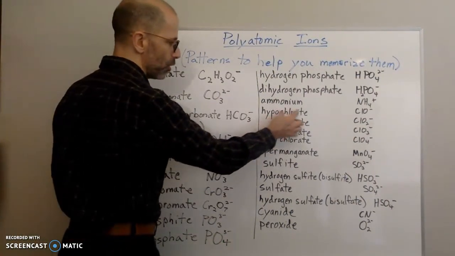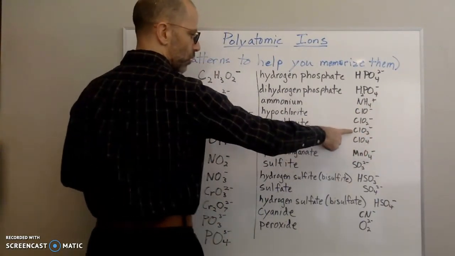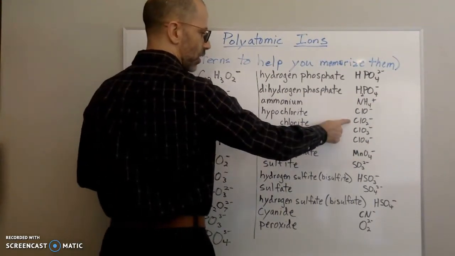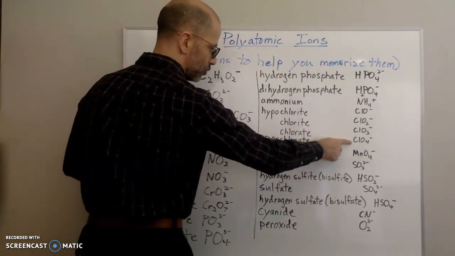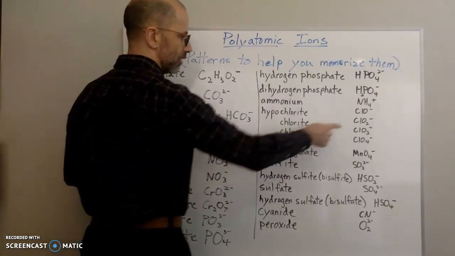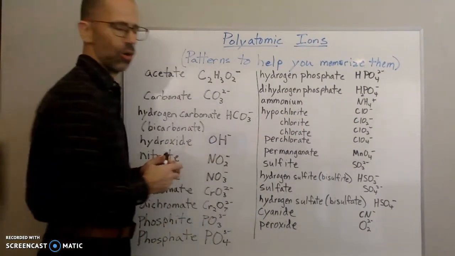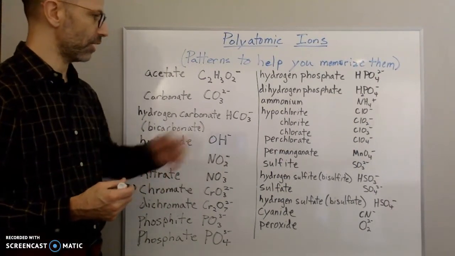So you can remember this pattern and remember the two middle ones. So the one with 3 oxygens is going to be chlorate, one less oxygen, chlorite. One more oxygen than this one, it's perchlorate. One less oxygen, this one, it's hypochlorite. So that's a pattern as well. And this works with other things as well.